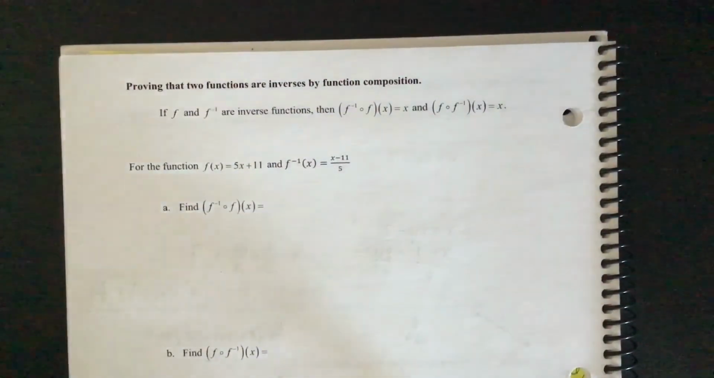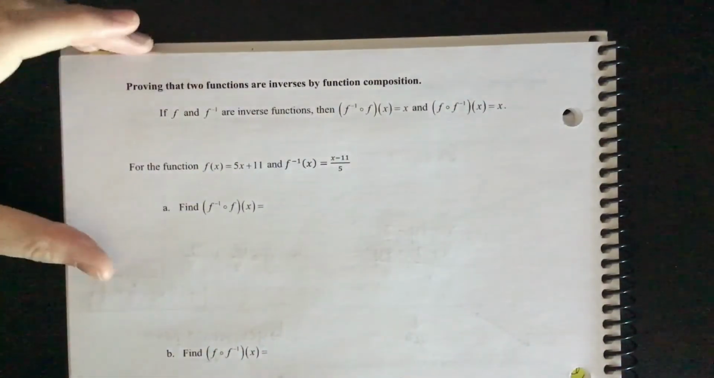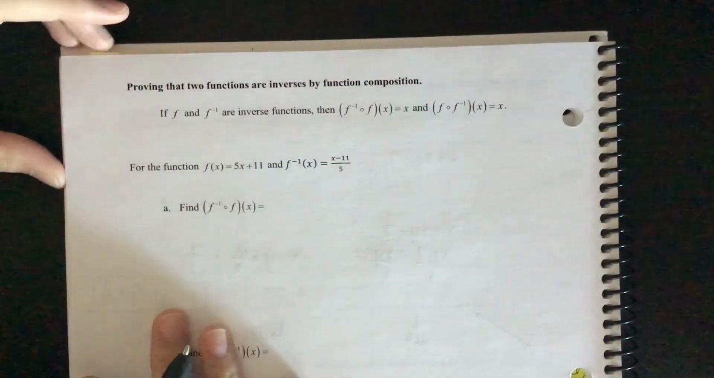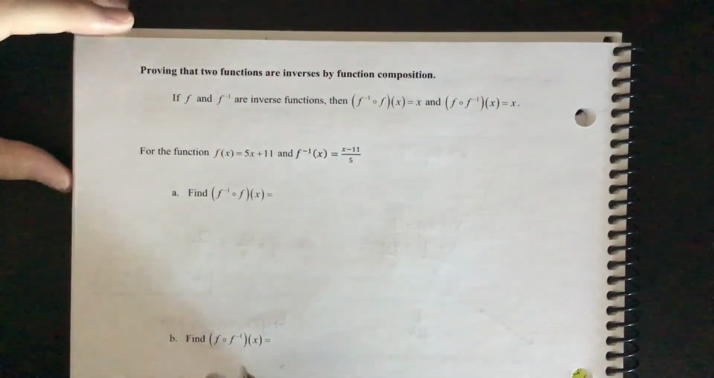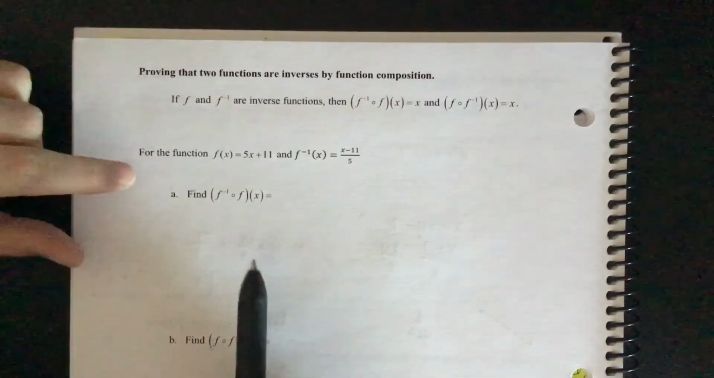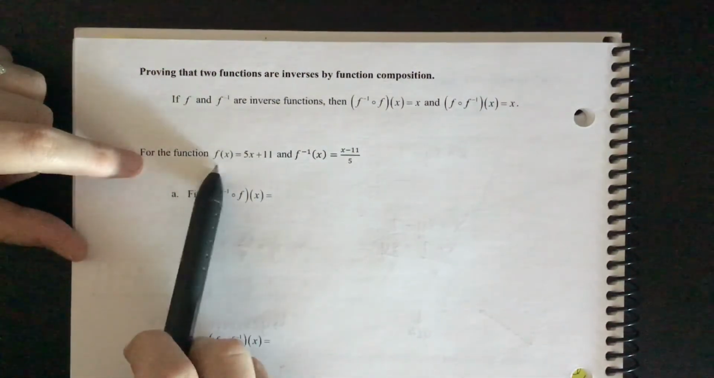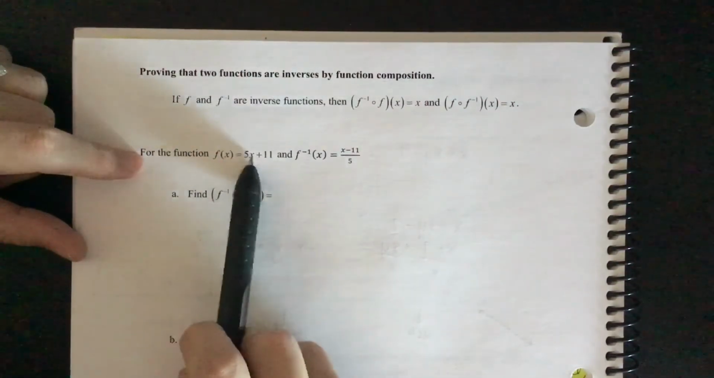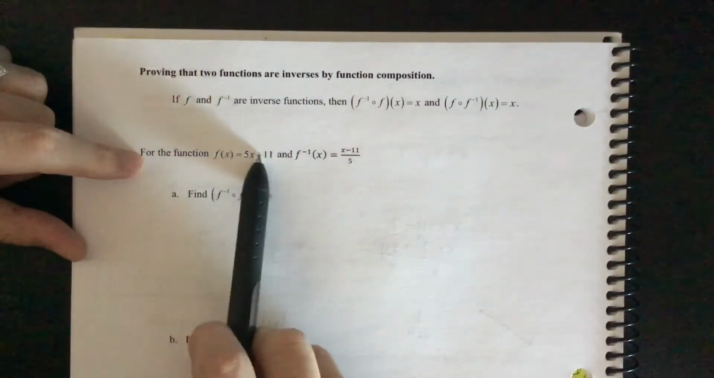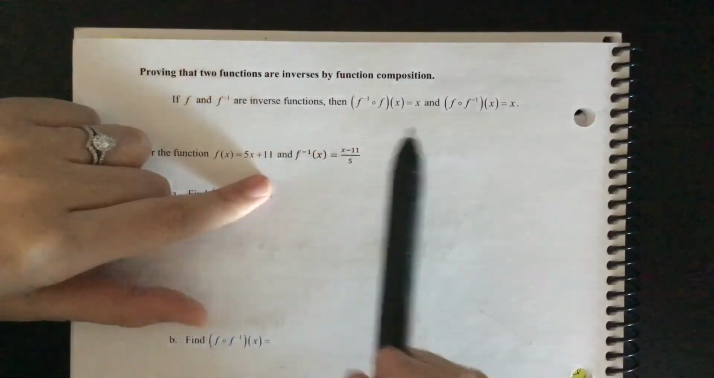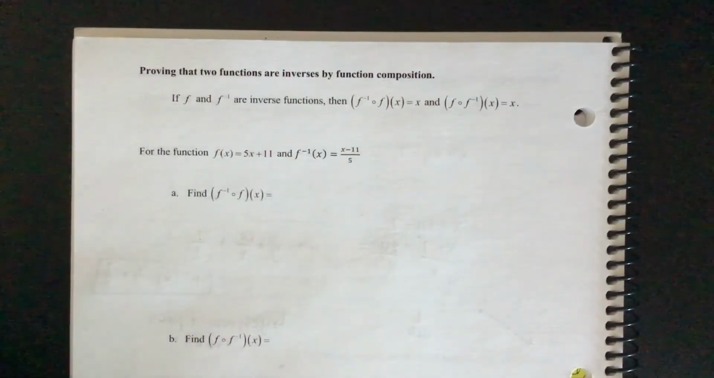Okay, so in order to prove that two functions are inverses of each other, we can do compositions. If you think back to 2.2, we did composition of functions. Here's an actual use of composition of functions. So for the function f of x equals 5x plus 11 and f inverse of x equals x minus 11 over 5, find f inverse of f of x, and then find f of f inverse.